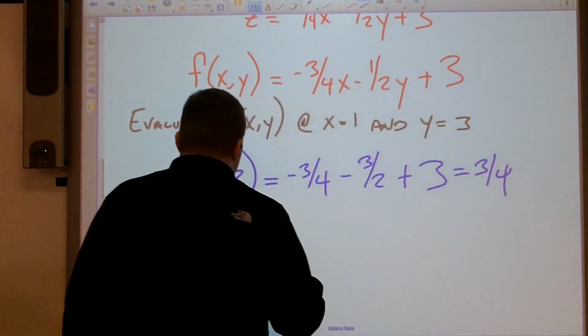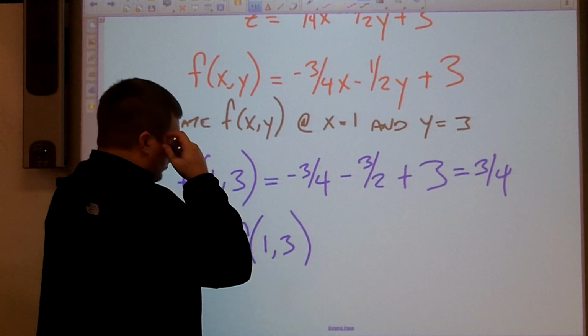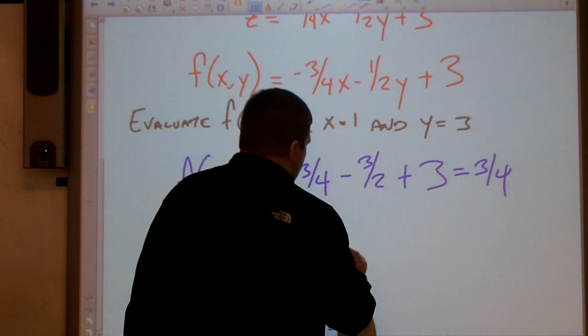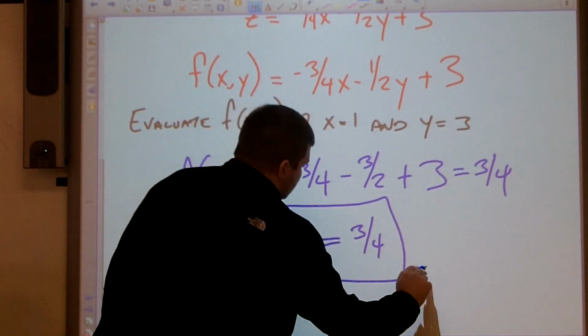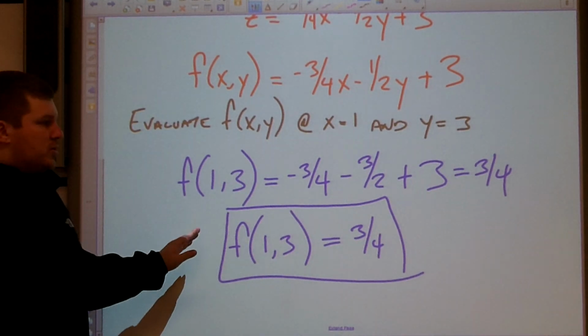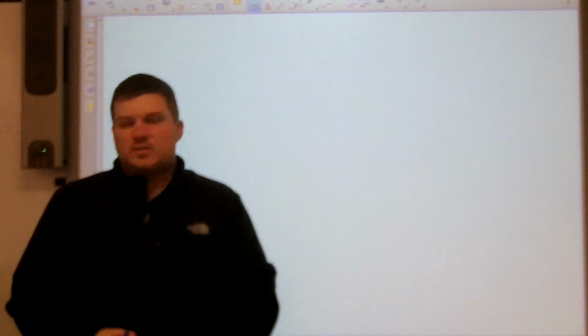So to write our final answer, we know when I plug in my input as a 1 for x and a 3 for y, then the output that comes out is 3/4. That's how you would write your final answer there. Pretty easy. Just like we did in 2 variables, now we've gone to 3 variables. And that's it for graphing and solving equations in 3 variables. Hope you enjoyed it.